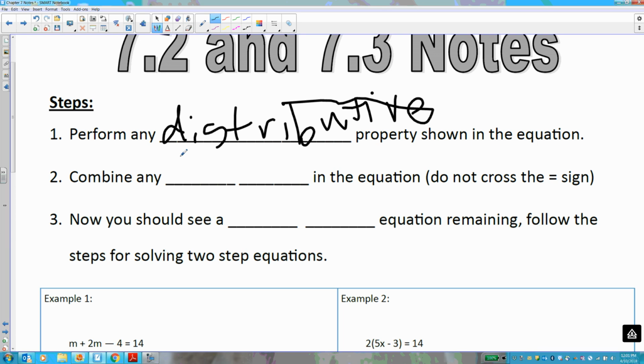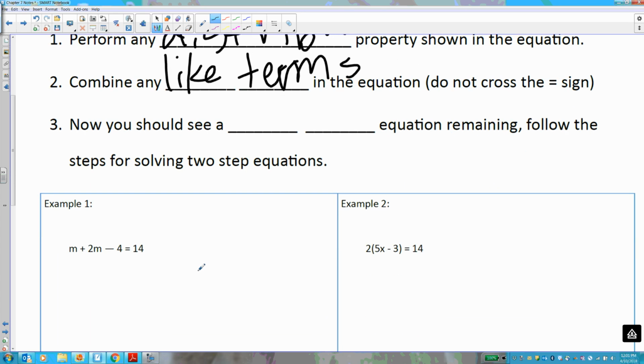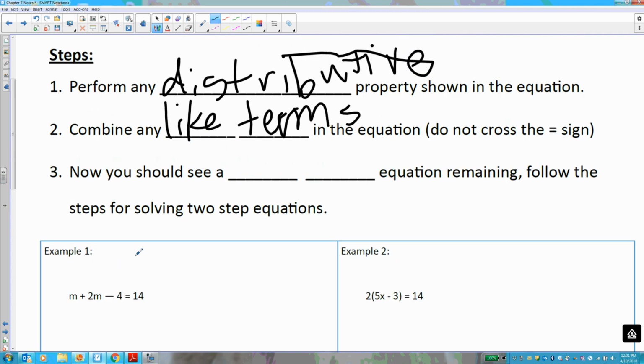Once you've done that, you want to combine like terms. So you want to put all your x's together, all your y's, all your m's, those terms. But they have to be on the same side of the equal sign. So like we can put these m's together because they're both on the left side of the equal sign. If there was an m over here, we wouldn't be able to put it together. But as long as they're on the same side, we're good. And then you should see a two-step equation, and you know how to solve those from the past couple days. So really, we just have to do these two steps. We have to get rid of parentheses, do the distributive property, and then combine like terms. So that's what we're going to work on today.